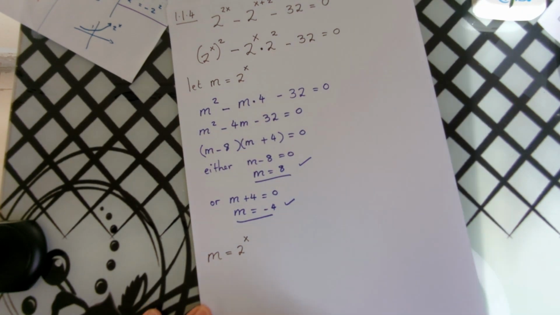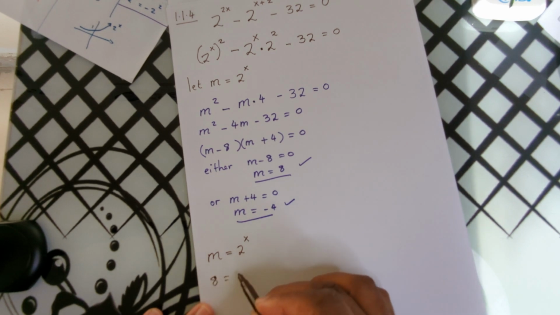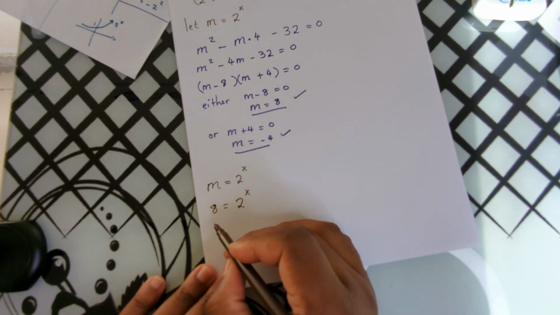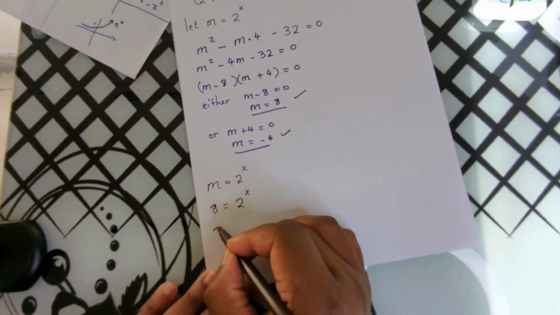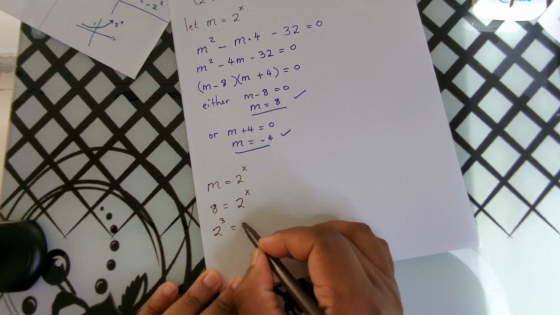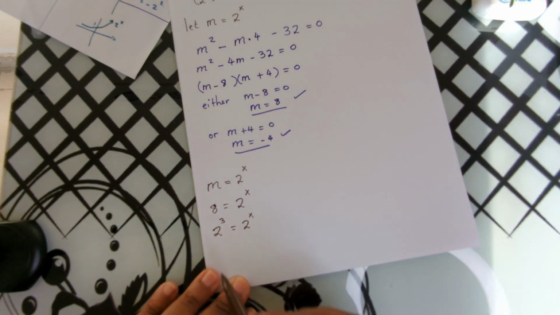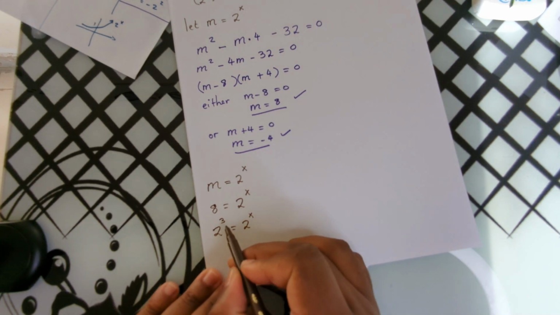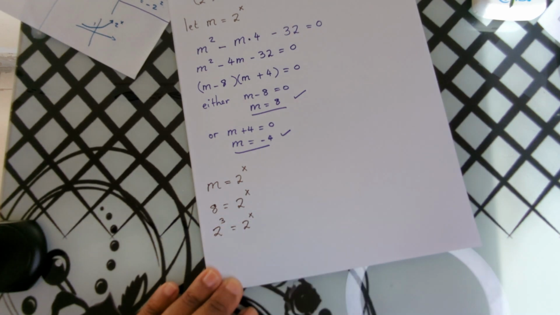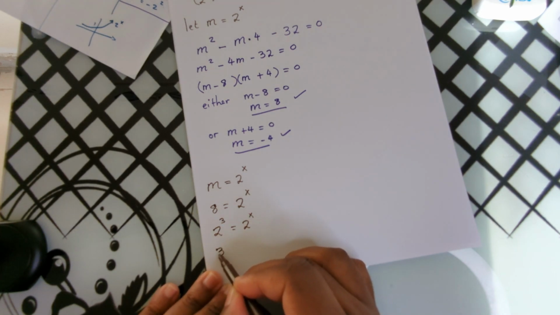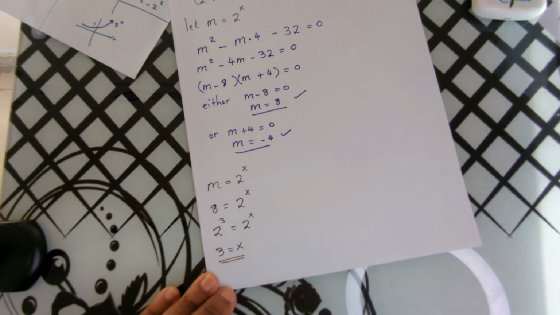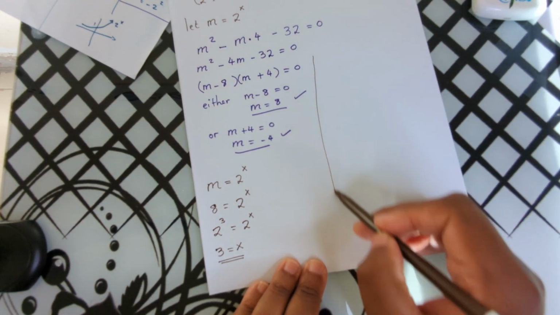Let's start with 8. So this is going to be 8 is equal to 2 to the power x, and 8 can be rewritten as a power of 2. So 8 is 2 to the power 3, which is equal to 2 to the power x. And according to the laws of exponents, since the bases are the same on either side of our equation, it implies that our exponents should be equal. So this implies that 3 is equal to x, or x is equal to 3. So this is our first solution, first value for x.